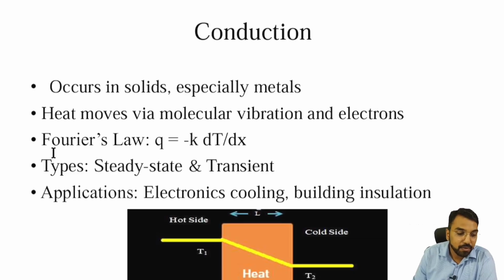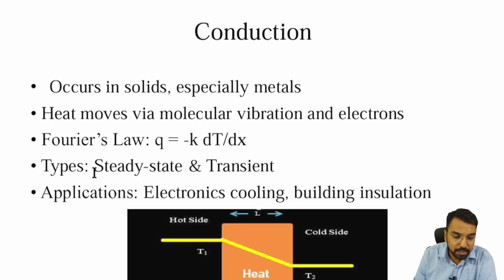This conduction heat transfer is governed by Fourier's law, which is Q equals minus K dT by dx, where Q is the heat flux, that is heat per unit area, K is the thermal conductivity, dT means change in temperature, and dx is the total distance within which the heat transfer takes place. We will see this Fourier law in detail in further lectures.